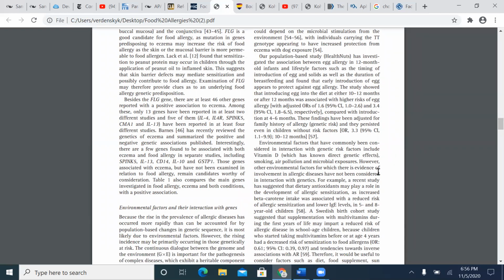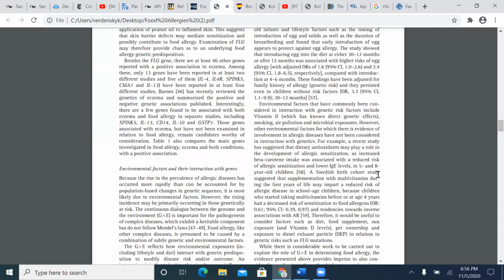Environmental factors that have commonly been considered in interaction with genetic risk factors include vitamin D, smoking, air pollution, and microbial exposure. However, other environmental factors for which there is evidence of involvement in allergic diseases have not been considered in interaction with genetics. For example, a recent study has suggested that dietary antioxidants may play a role in the development of allergic sensitization, as increased beta-carotene intake was associated with a reduced risk of allergy sensitization and lowered IgE levels in 5 and 8-year-old children.